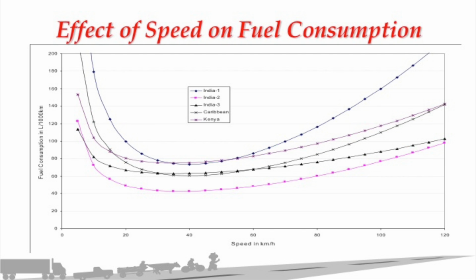Okay, so this is the effect of, again, another set of econometric models for calculating fuel consumption as a function of speed. As I said, as you have high congestion, speeds reduce, say less than 20 kilometers per hour. You're burning a lot of fuel, but you're not really going far. What is the difference between the Caribbean, Kenya, and India?